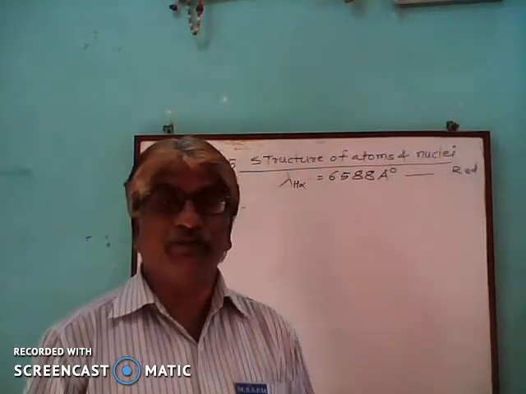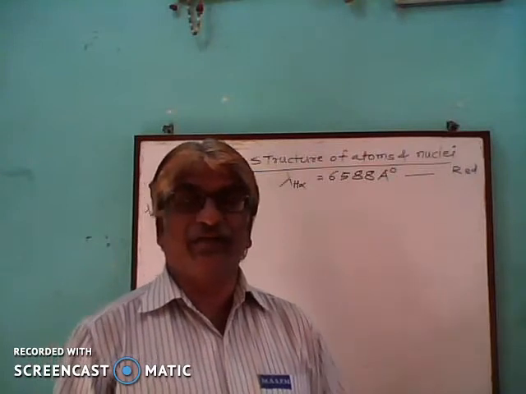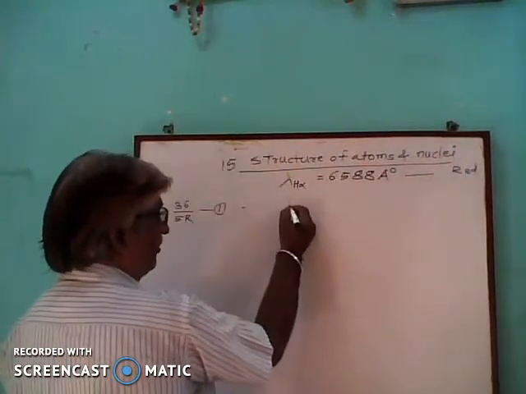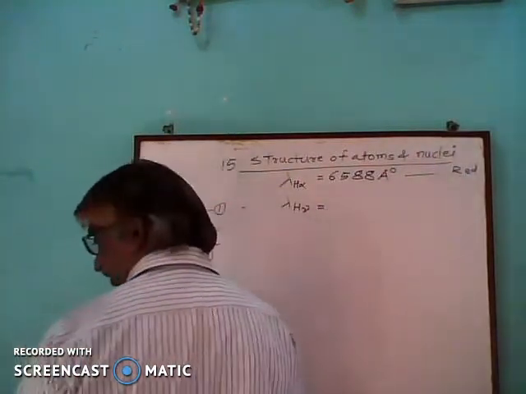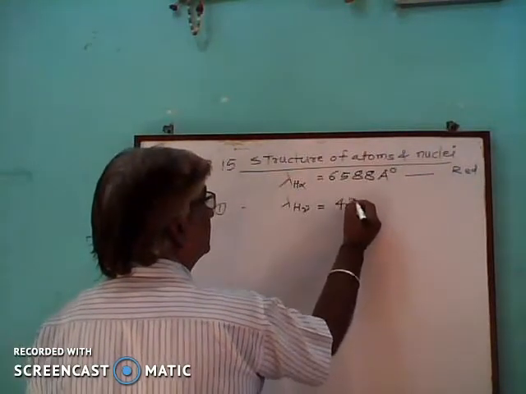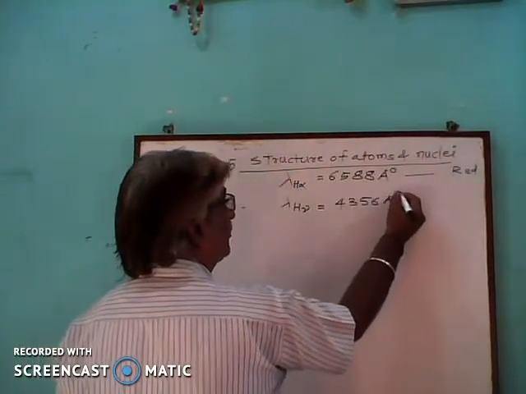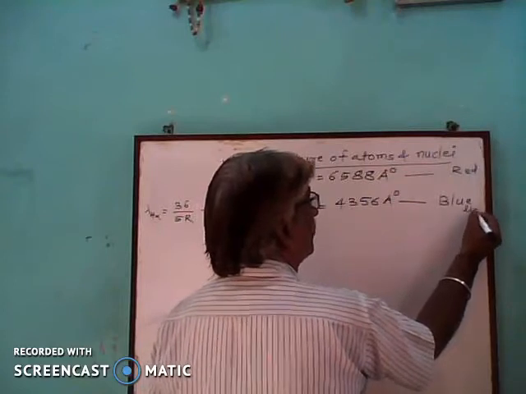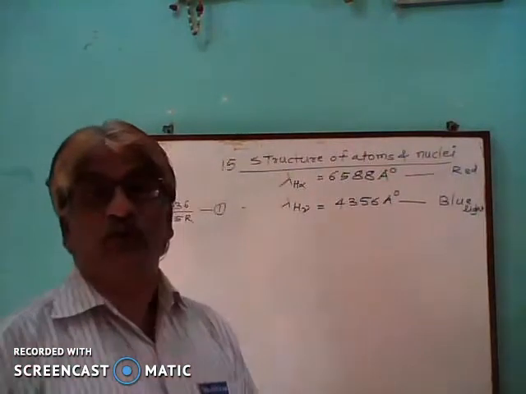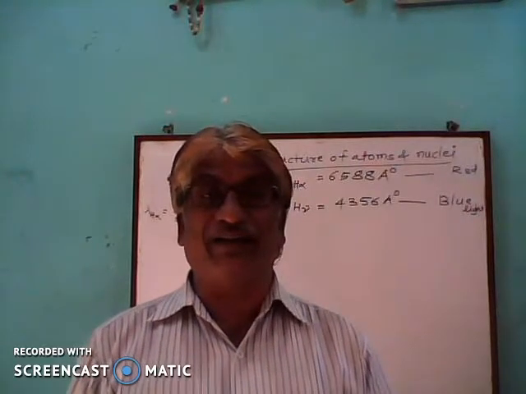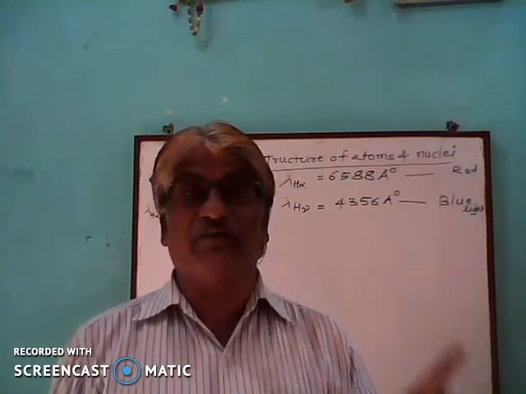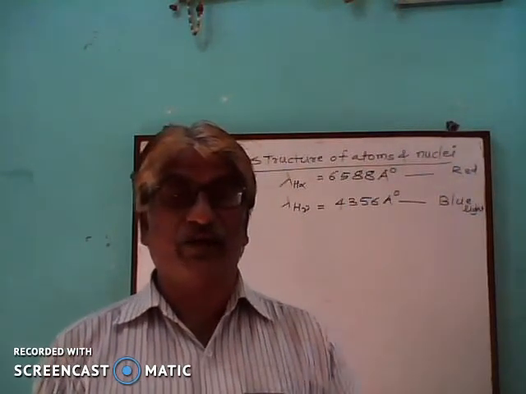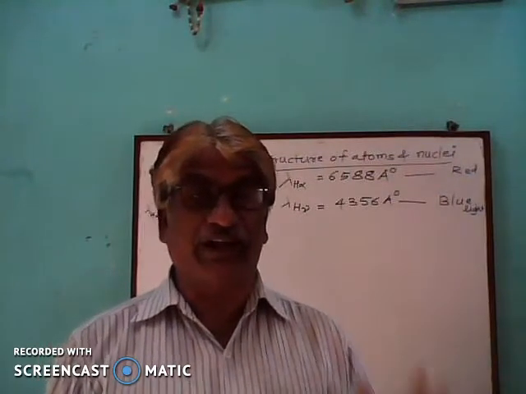In the previous video we studied and found the wavelength of the H gamma line. The wavelength of the H gamma line is 4356 angstrom unit, which is the wavelength of blue light. Hence, we can find the wavelength of red light, green light, and blue light, because the Balmer series is visible.